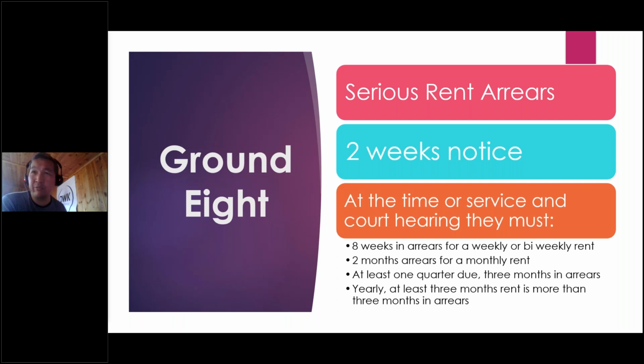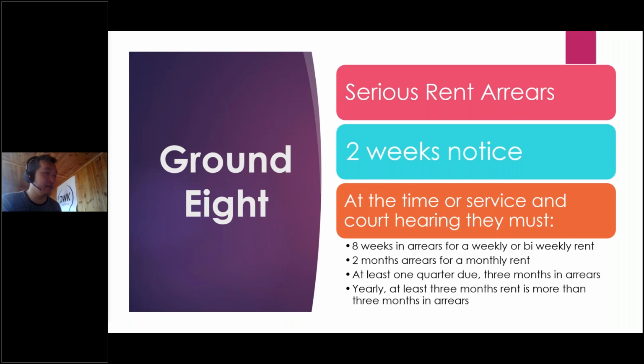Now the yearly one's a little bit stranger, because the way the legislation is written, again, I've never ever seen anyone do a yearly arrear or have a yearly paid tenancy which is in arrears. So it says yearly, at least 3 months rent is more than 3 months in arrears. Well, that depends on whether you've worked out what a monthly payment is, because most people would put the annual rent is this. So from my perspective, it's not 100% clear what it means.